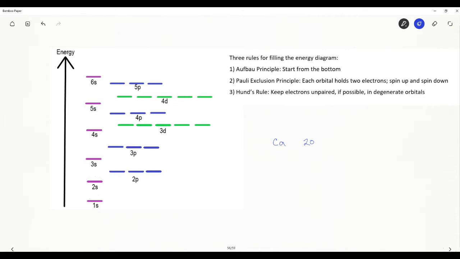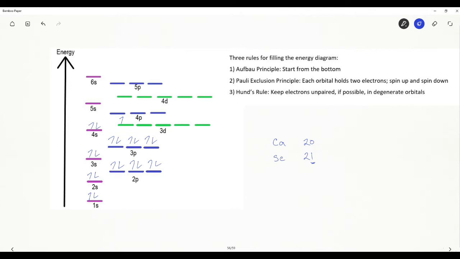Okay, so I'm just going to start filling. 1, 2, 3, 4, 5, 6, 7, 8, 9, 10, 11, 12, 13, 14, 15, 16, 17, 18, 19, 20. So I just fill to the 4s. Let's jump quickly to scandium. Scandium has 21 electrons. And you'll notice here that after the 4s, my next lowest orbital is the 3d. So this one extra electron here for scandium gets put in the 3d orbital.